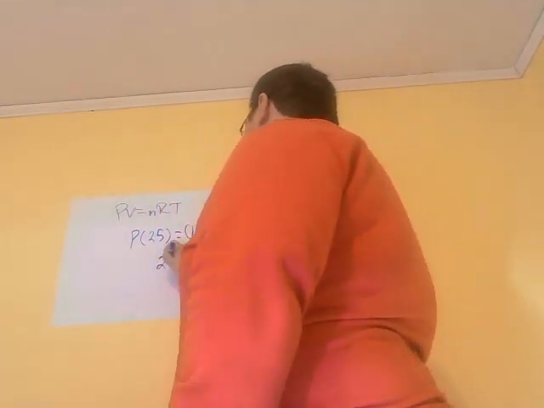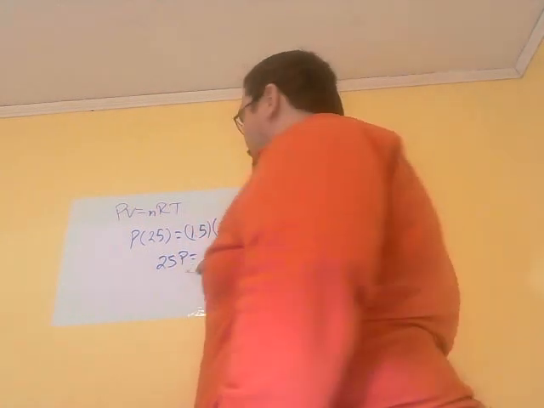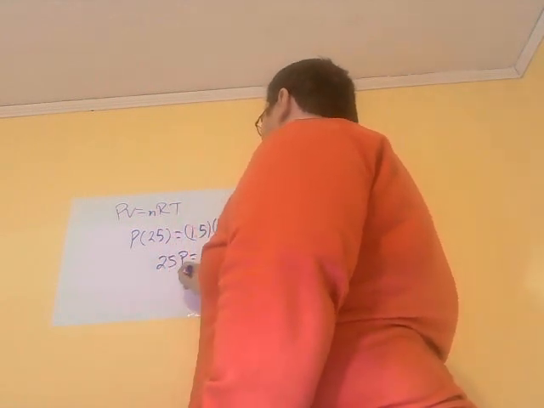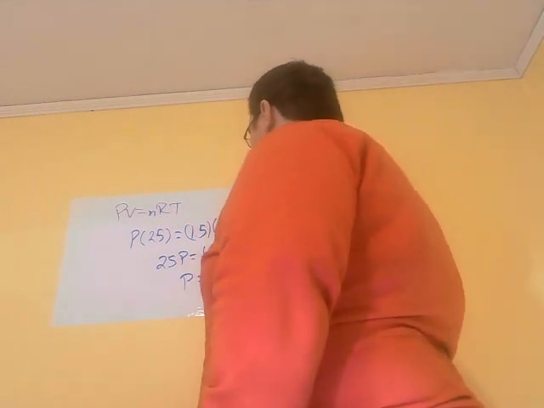So now we have 25P equals 47.78. Divide both sides by 25, and our pressure ends up being 1.91 atmospheres.